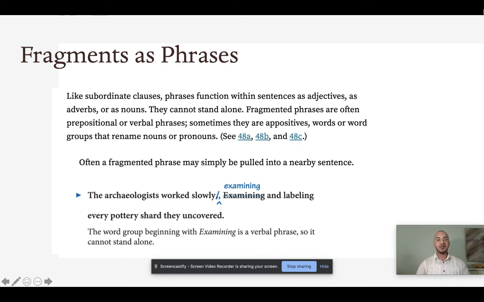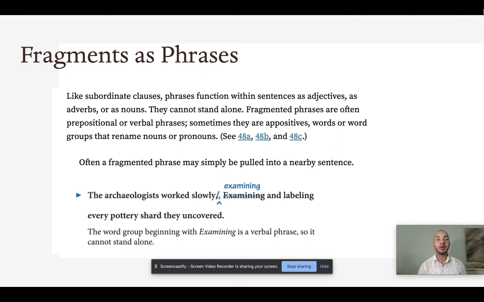Sometimes fragments appear as phrases. A phrase can be a subordinate clause, like we talked about in the examples of sentences that start with although or because or if. But what phrases do is they function within a sentence as adjectives, which describe nouns, adverbs, which describe verbs, or sometimes just as nouns themselves. But they can't stand alone. They're not sentences. Fragmented phrases are oftentimes prepositional or verbal phrases. Prepositional phrases show us how or when something took place. Sometimes there are appositives. Those are groups of words that will rename or give more information about a noun or a pronoun. So let's take a look at an example.